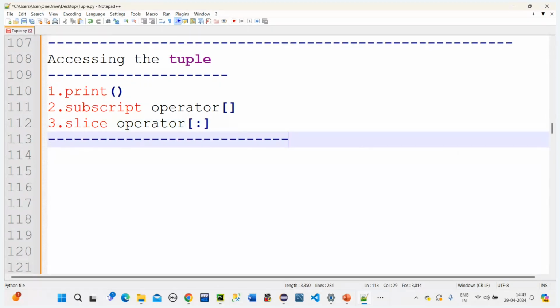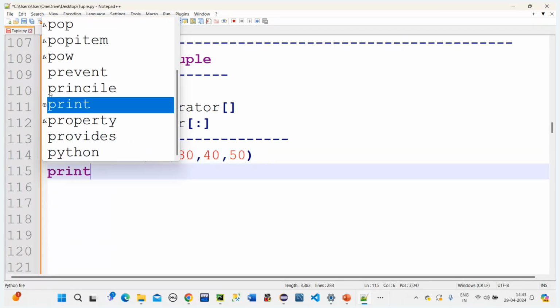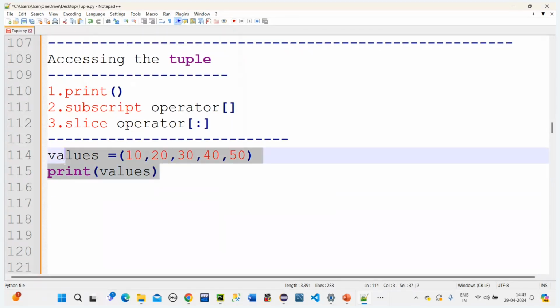Now let's see the first one. I'm writing values: values is equal to 10 comma 20 comma 30 comma 40 comma 50. Now I want to access this directly. I'm using print, and inside the print, values. Yes, so this will work.